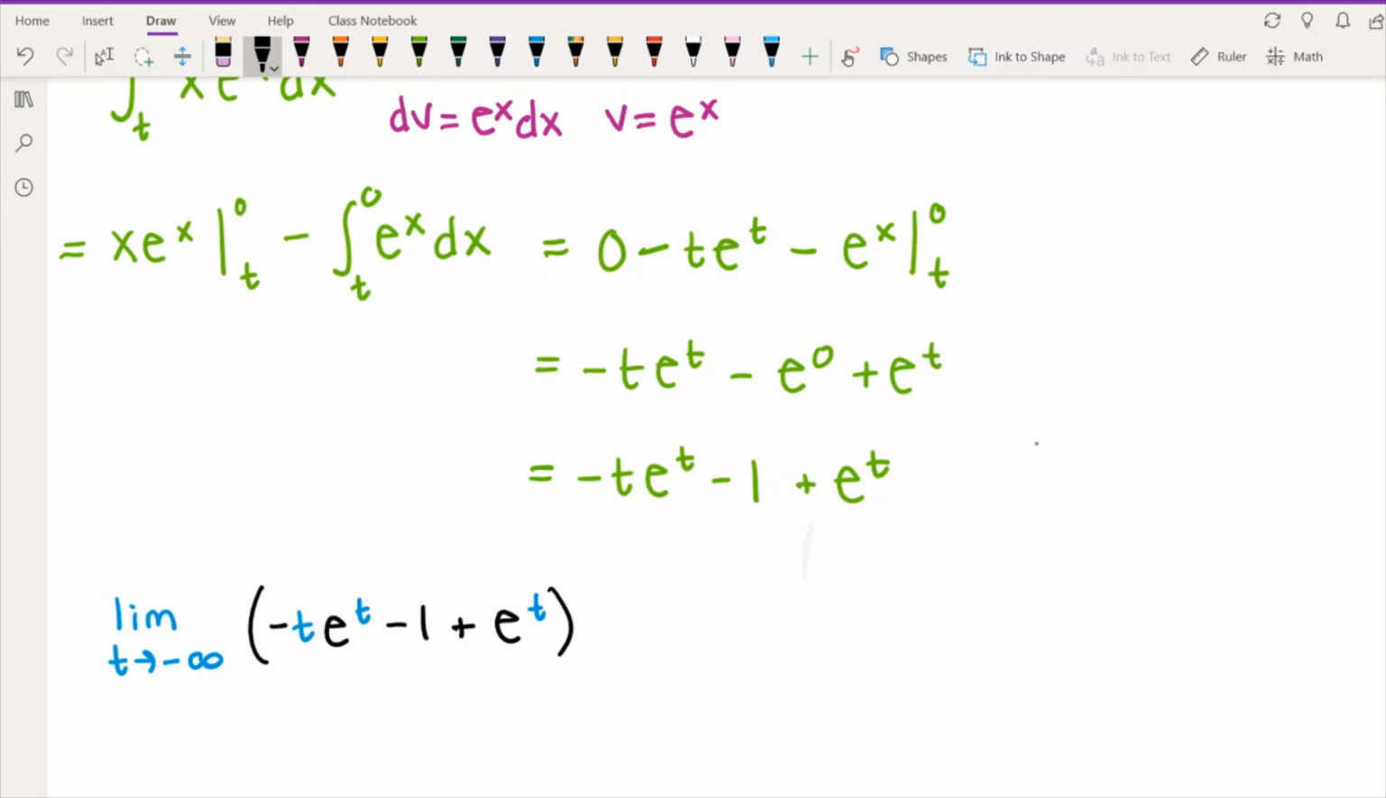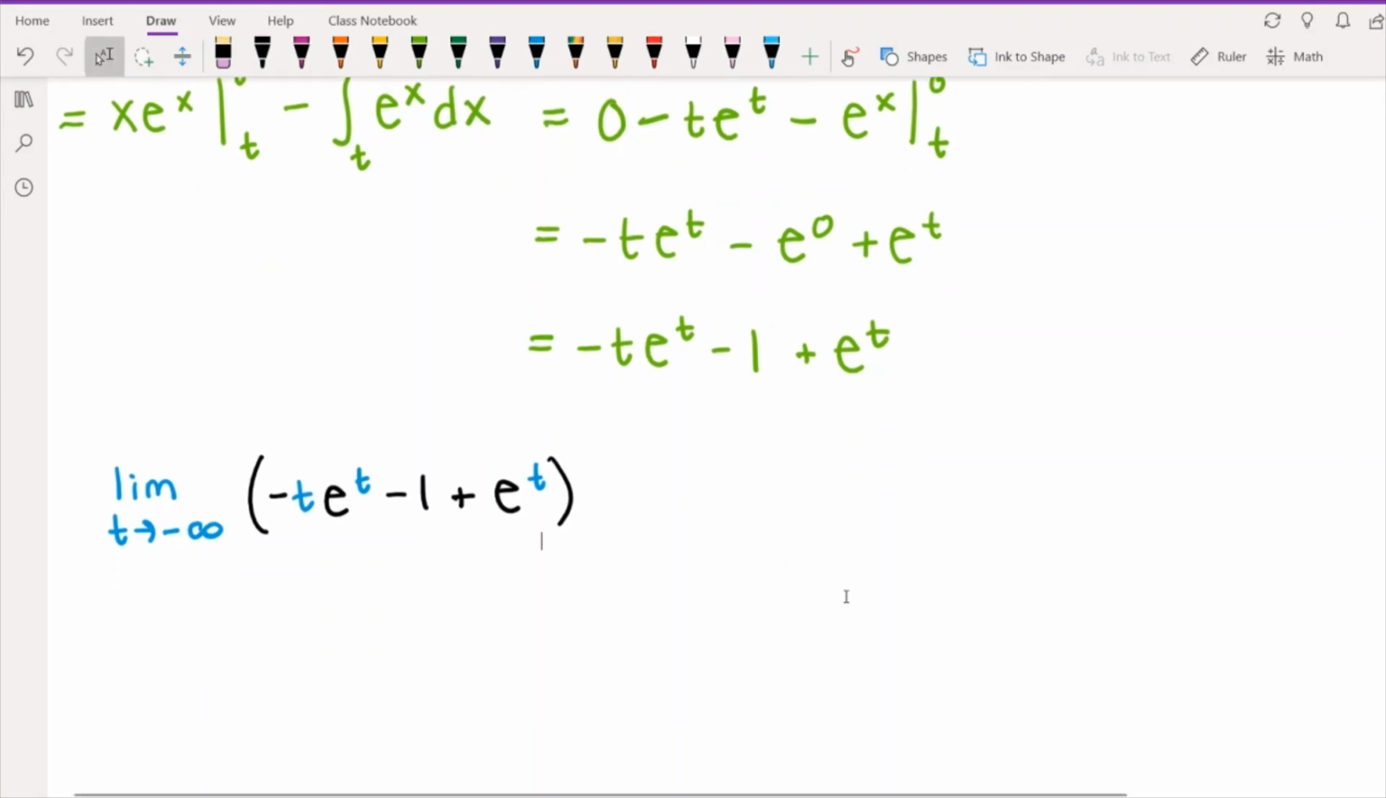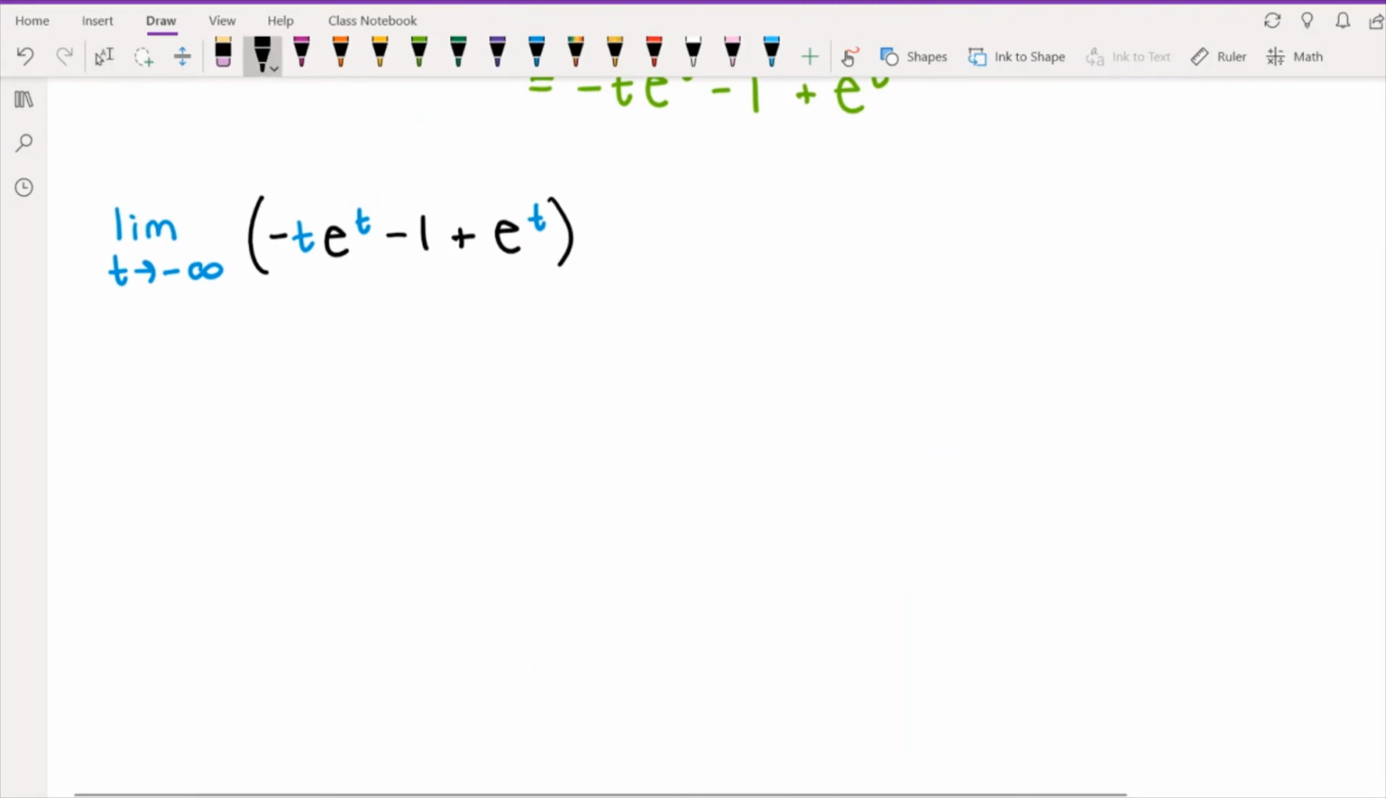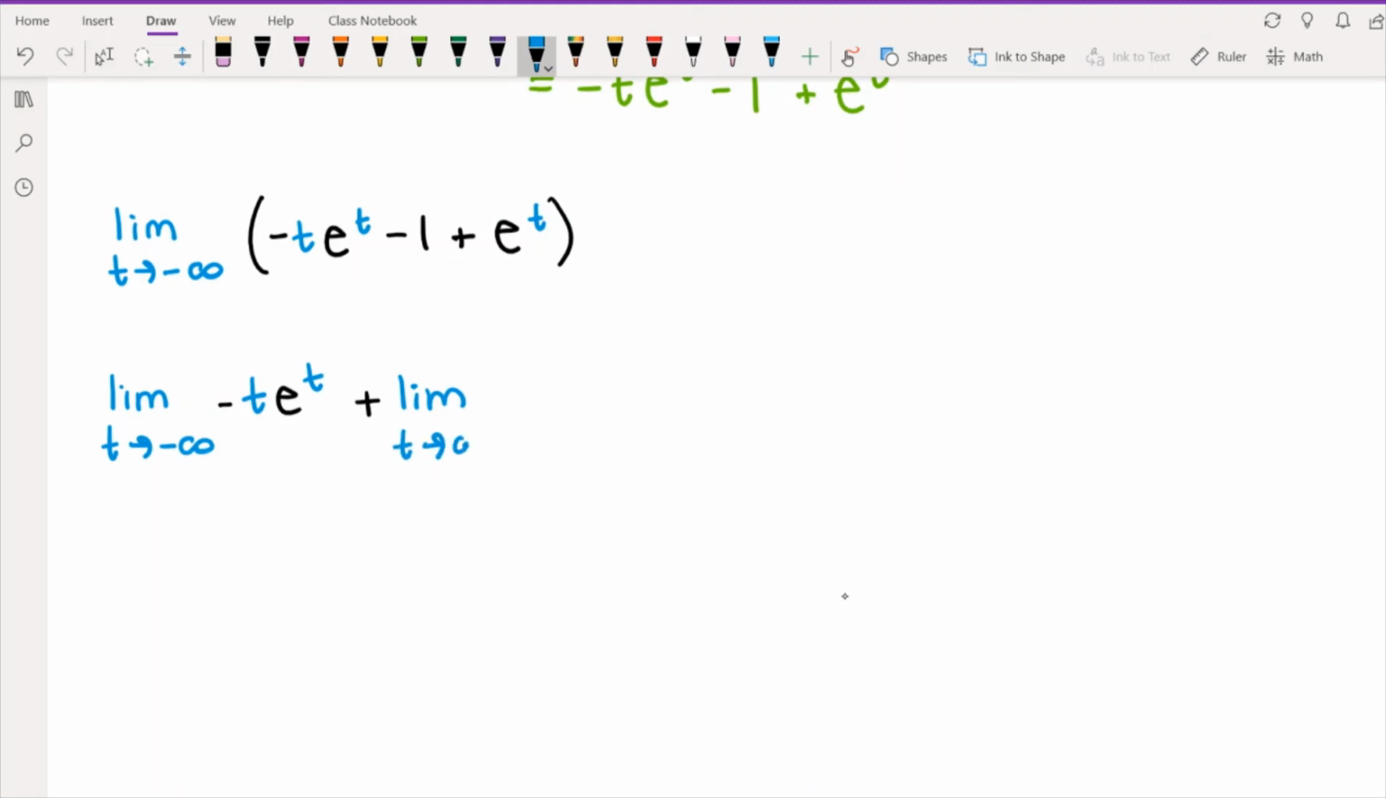So with limits, sometimes it's nice that you can split them up with addition, kind of like when you're taking a derivative or an integral. So we can focus on each of these individually. So let's take the limit as t approaches negative infinity of, we'll start with just negative t e to the t, and then we'll do the limit as t approaches negative infinity of negative 1, and then to that we'll add the limit as t approaches negative infinity of e to the t.